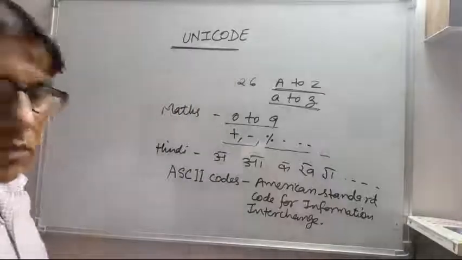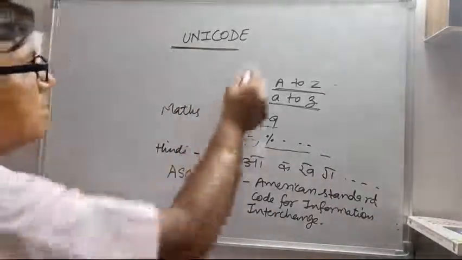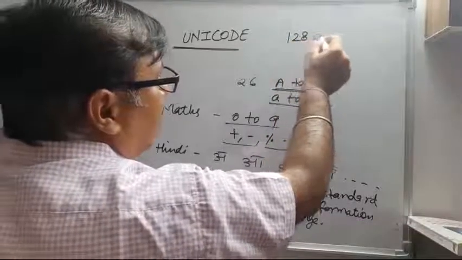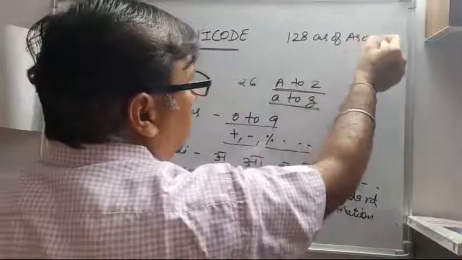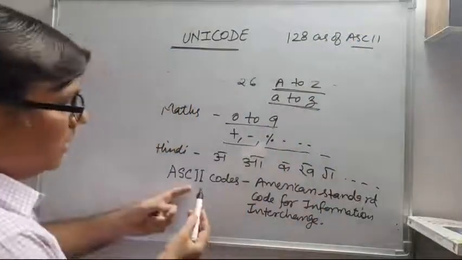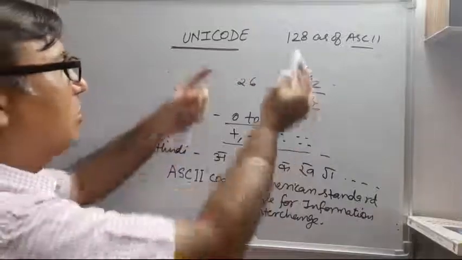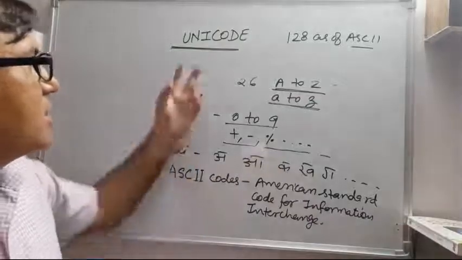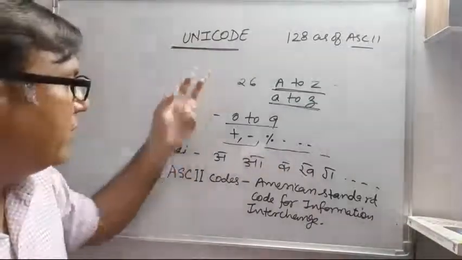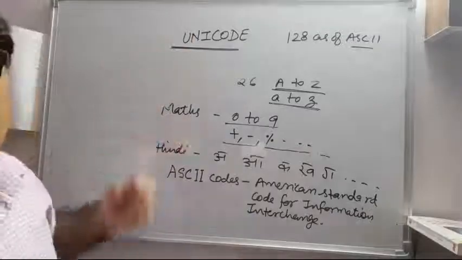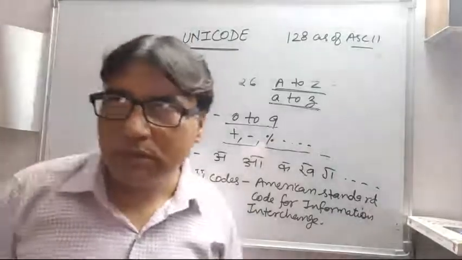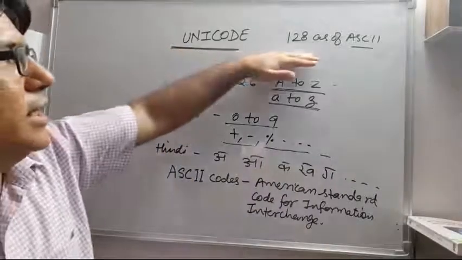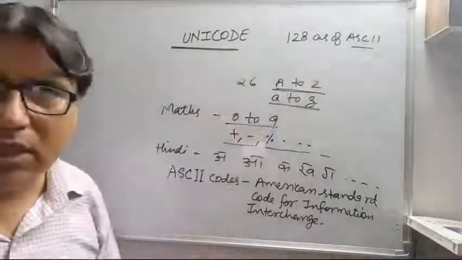This is a code which is having certain characters, first 128 characters as of ASCII codes. Means the same codes that were in ASCII codes were included in this Unicode also, or we can say that this ASCII code is a subset of this Unicode, or we can say that this Unicode is the superset of this ASCII code. So in this Unicode the first 128 characters are the same as that of ASCII codes.